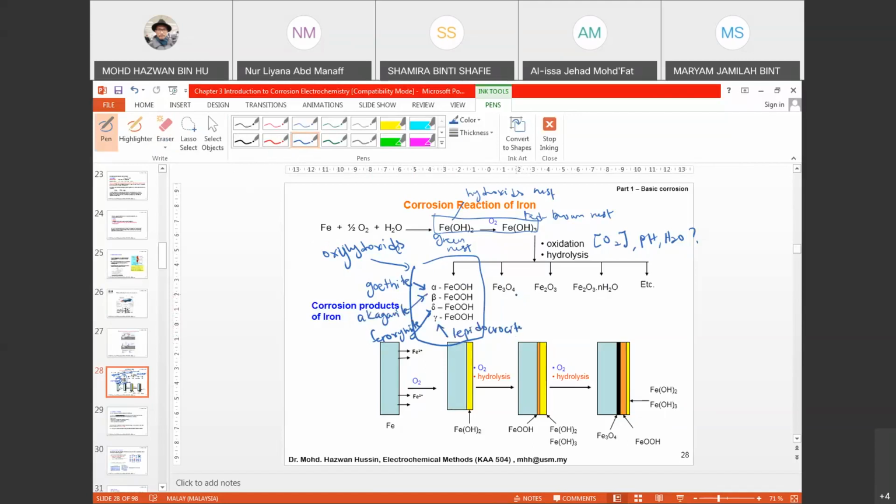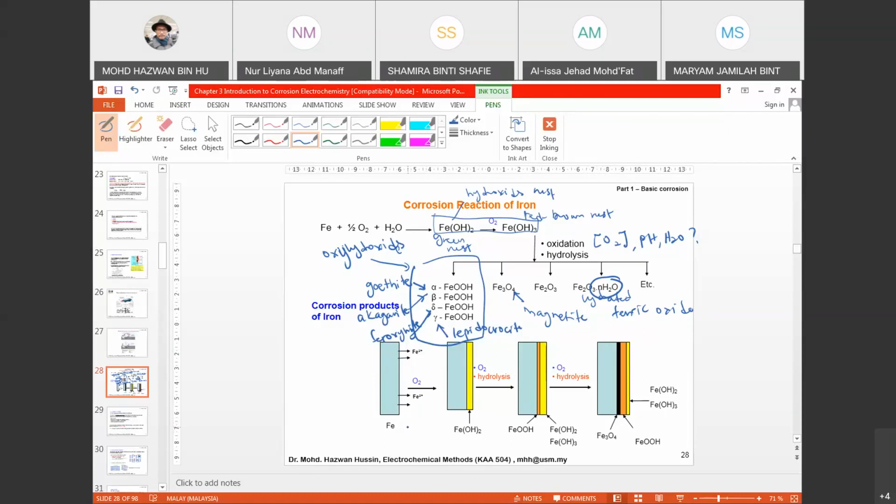And this one we have seen earlier. This Fe3O4 is known as magnetite. Fe2O3 is ferric oxide, and this is hydrated ferric oxide. Why is it hydrated? Because it contains water. All right. And the development of the rust phases is actually stage by stage.